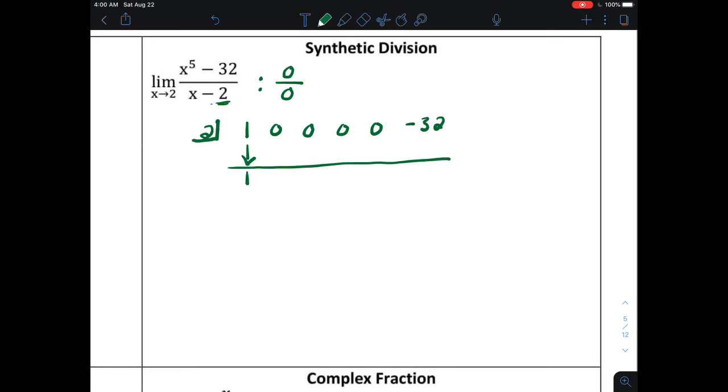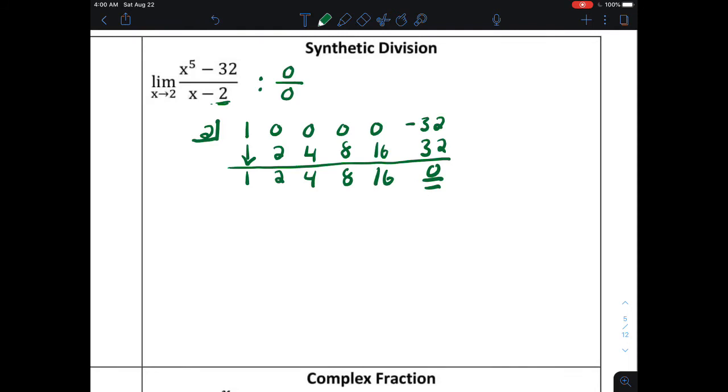I drop the first number down, and then I multiply it to the number that's in the box, and then I add. And then I repeat. Multiply to the number in the box, and then add. Multiply to the number in the box, then add. Multiply to the number in the box, and then add. And the last number should be 0.